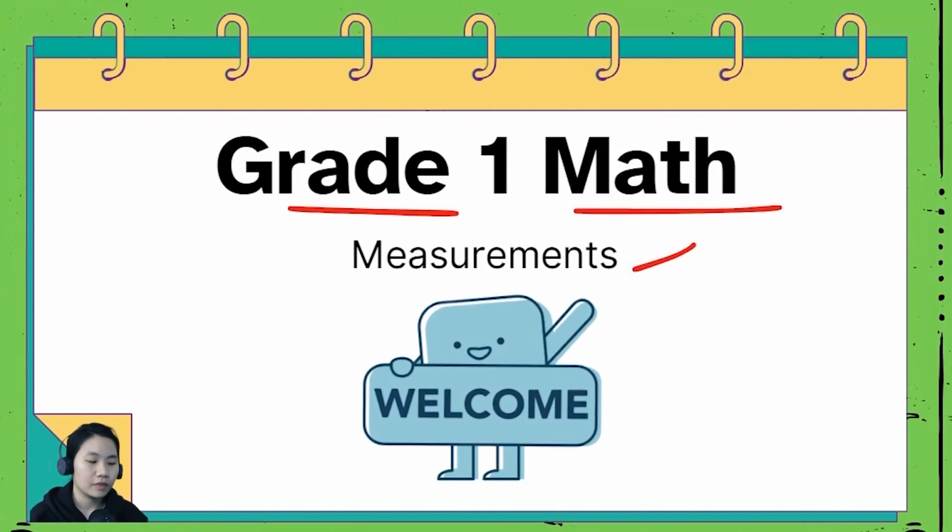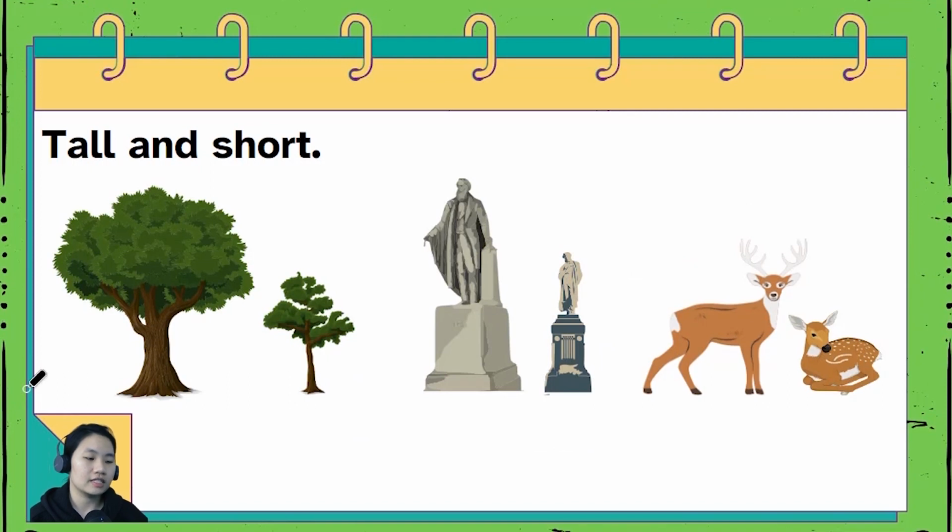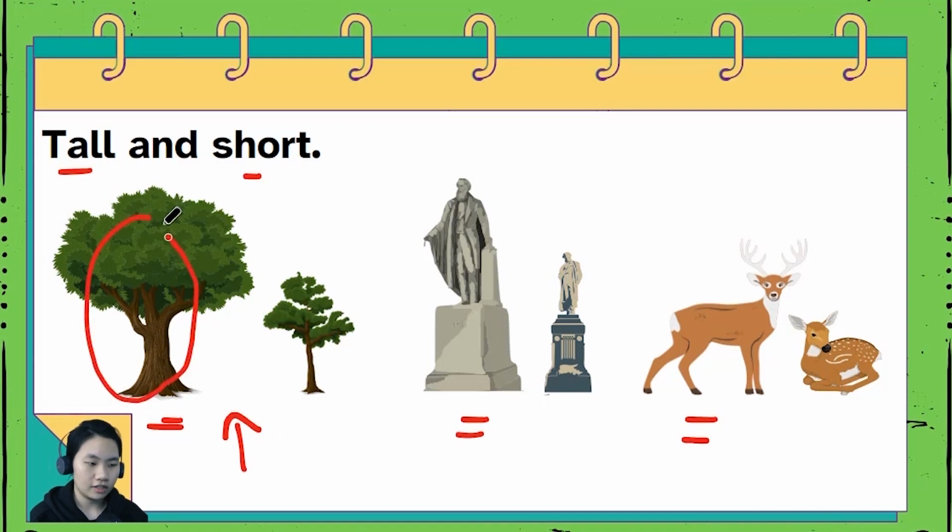Welcome to the lesson. So before we start our lesson, I want to give you a brief introduction to what we're going to learn today. And our focus is all about tall and short. So we have a variety of objects over here. We have trees, we have statue, and we have deers. Look at the trees and tell me which tree is tall and which tree is short. This tree is tall and this tree is short.